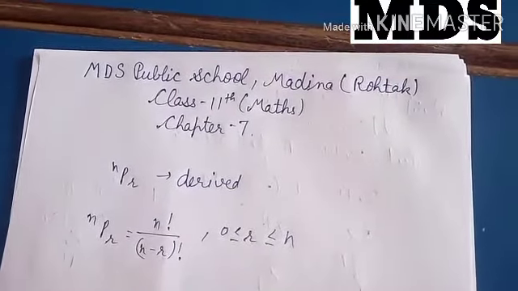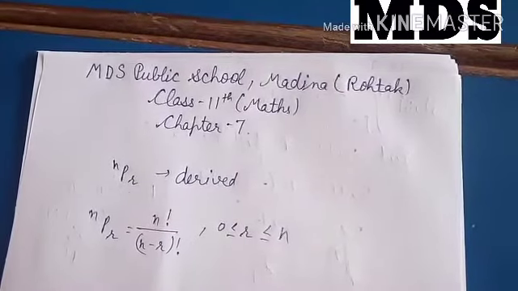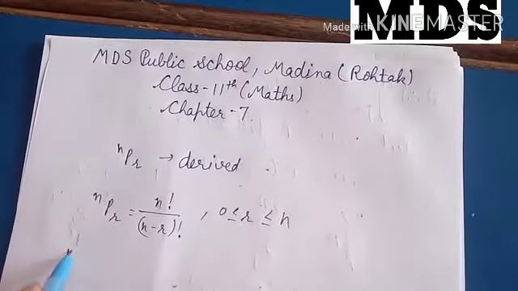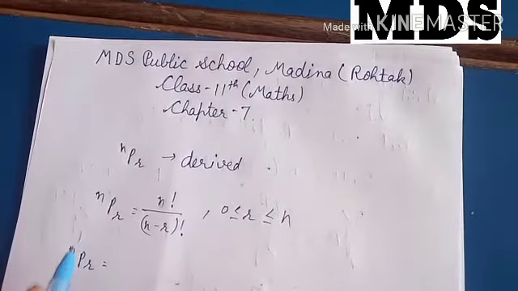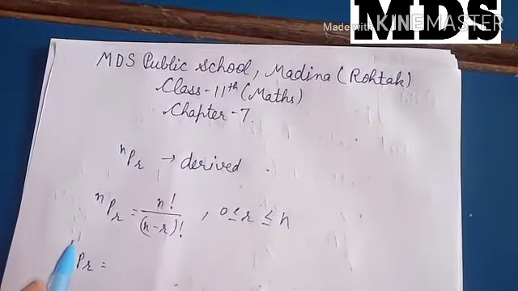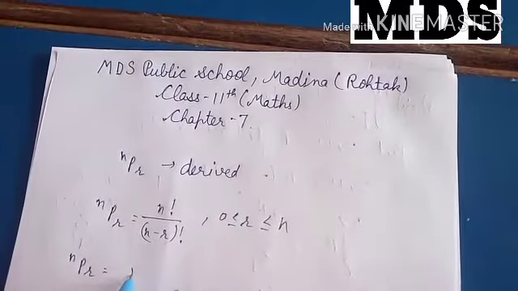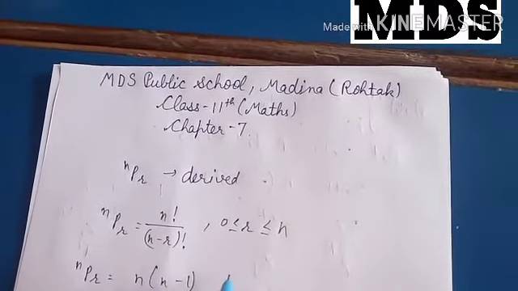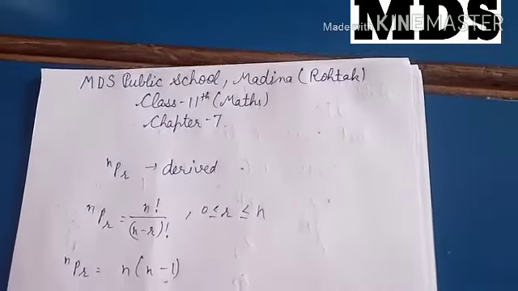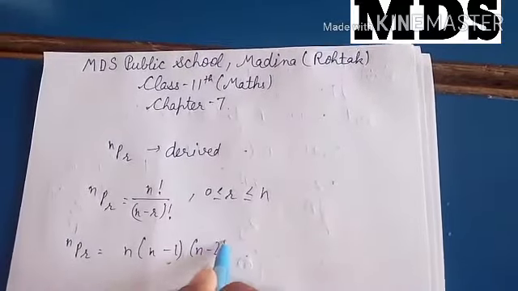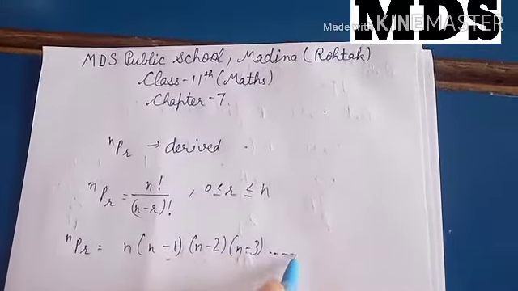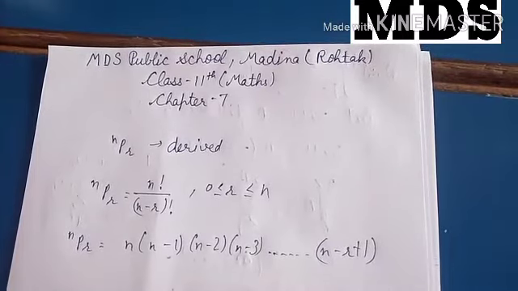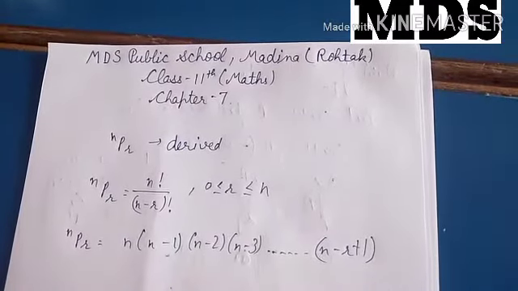So during the basics of the previous exercise, what we had done was that nPr is equal to n into n minus 1 into n minus 2 into n minus 3, in the middle up to n minus r plus 1. This formula we have derived in the last video.